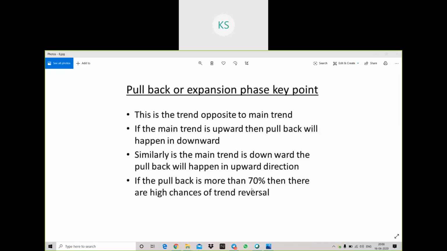So if the retracement or the pullback, from the recent low to the recent high, is till 70%, we will still consider that as a pullback. But if it goes more than 80%, then there are high chances that it is a trend reversal. Okay, so this is one point which you have to remember.